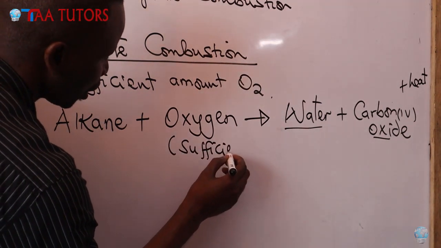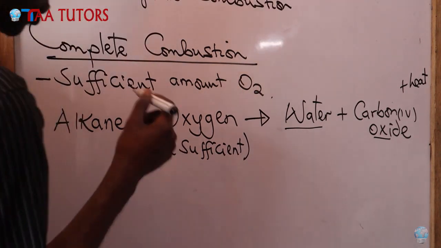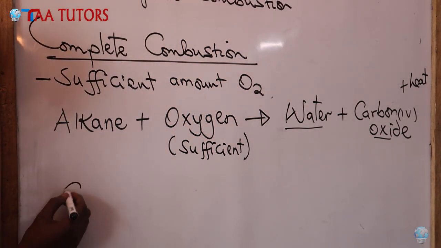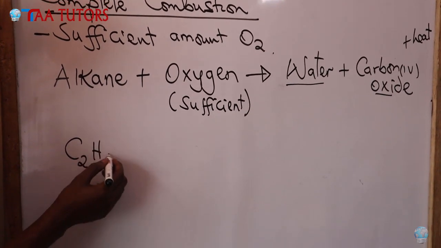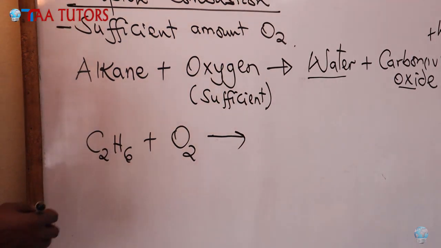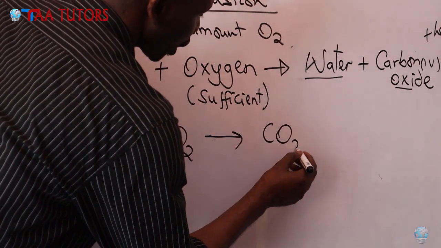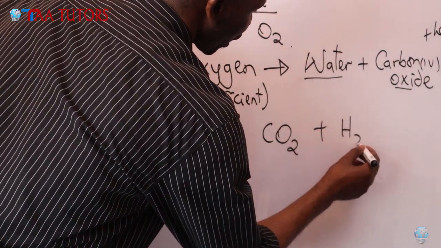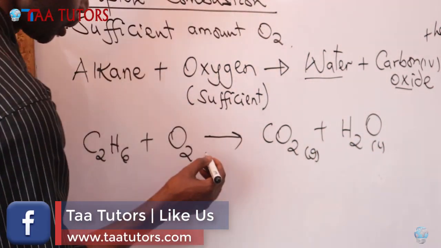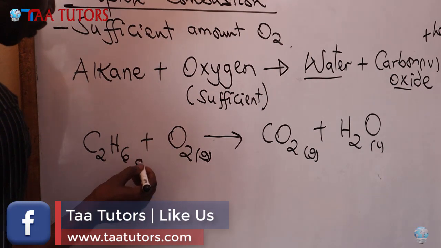Oxygen must be enough or more than enough so that all the carbon in the alkane can burn. So if I write an equation of ethane, for example, burning in oxygen, what will I get? As I said, I will get carbon dioxide and water. Once you write it like this, the only thing remaining for you is to be able to balance the equation.